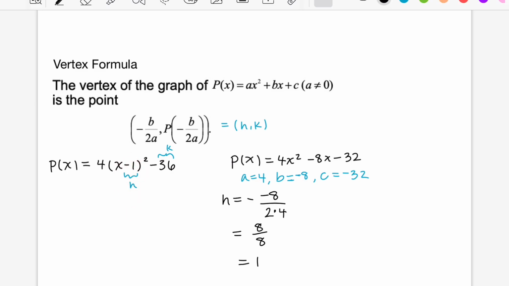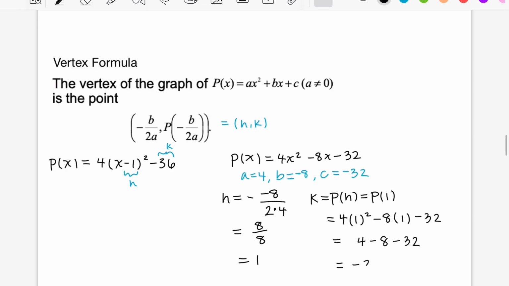And then for k, what we do is we plug in this h value into our function. So k is going to be p of h, which is going to be p of 1. So we get 4 times 1 squared minus 8 times 1 minus 32. So we'll get 4 minus 8 minus 32, which is negative 36. And that's exactly what we got here. Right, so this is another way that we can find our vertex without completing the square.